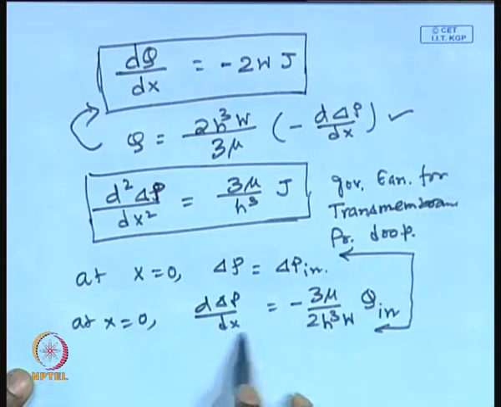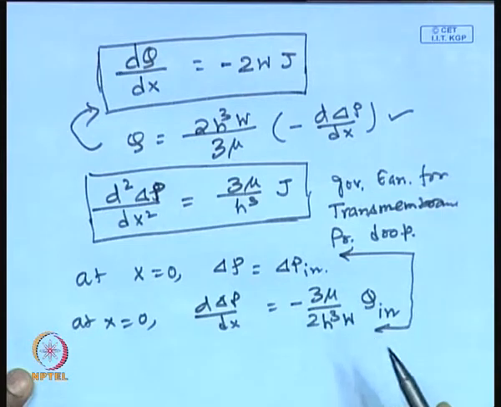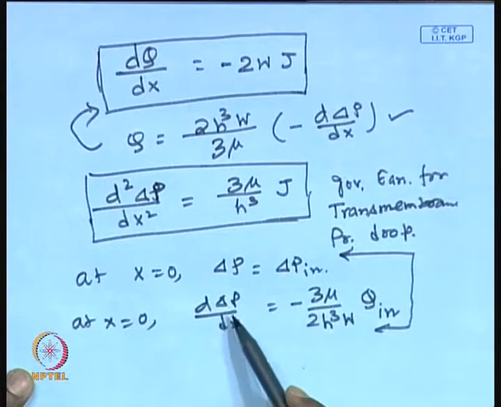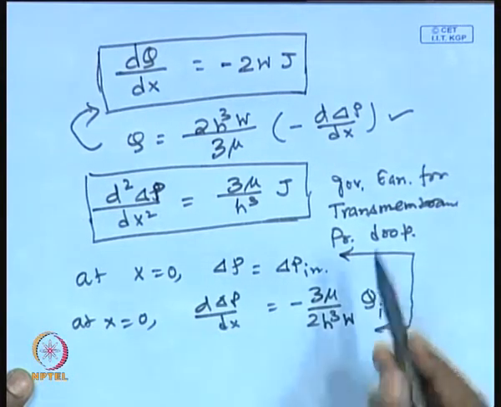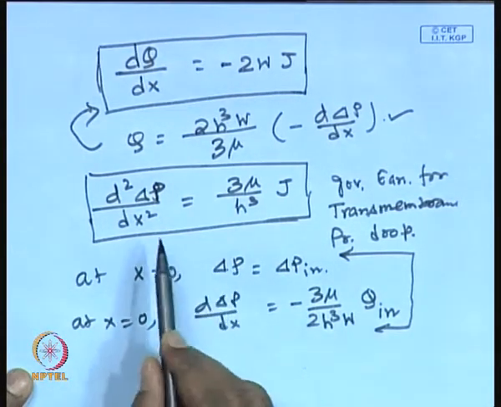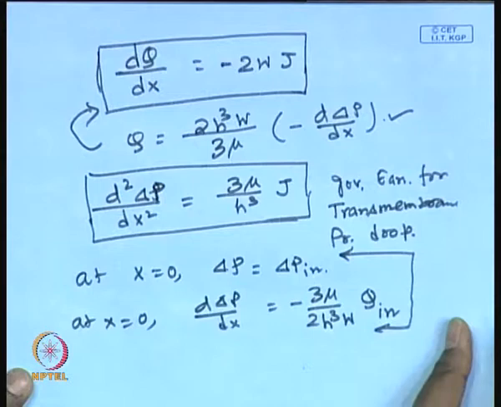Again, this is an example; the second boundary condition is an example of a physical boundary condition. Since the flow rate is known to you at the inlet of the module, one can define the gradient of pressure at that particular point from the definition of this Q. So, using these two boundary conditions, one can solve this equation and get the relevant expression of the pressure drop.